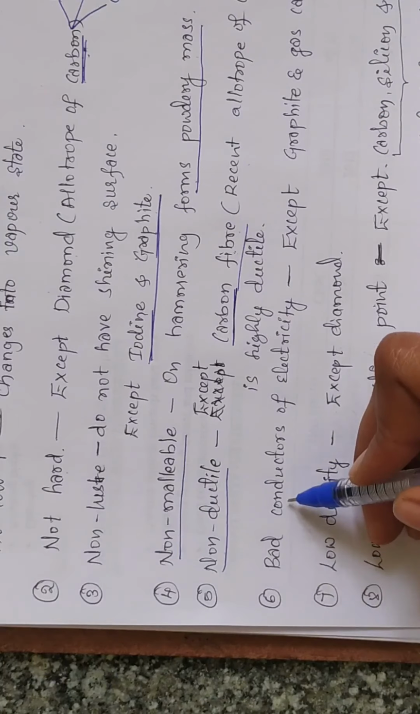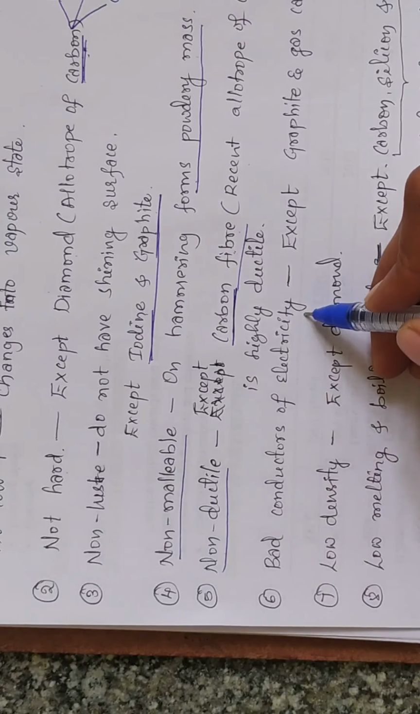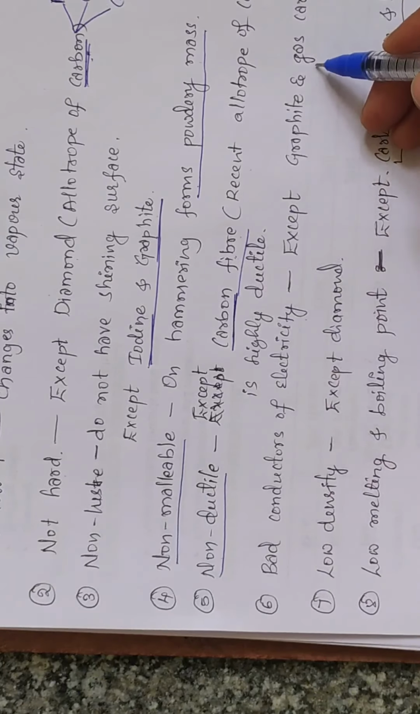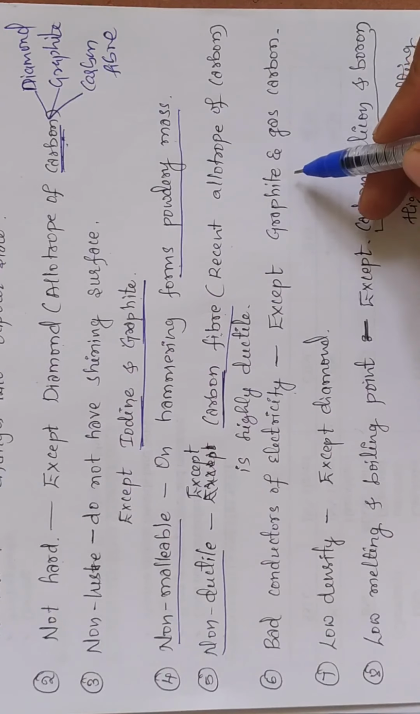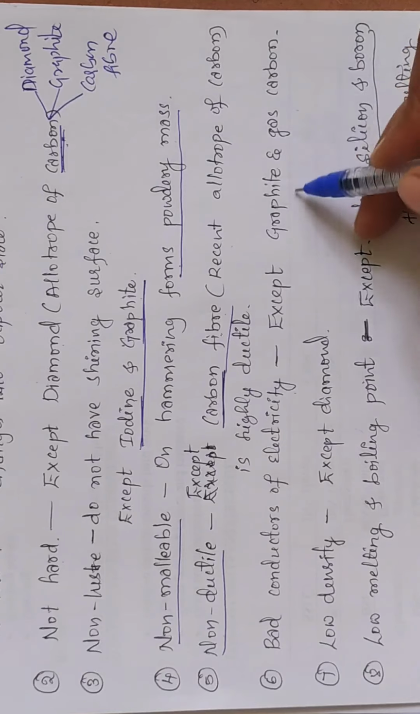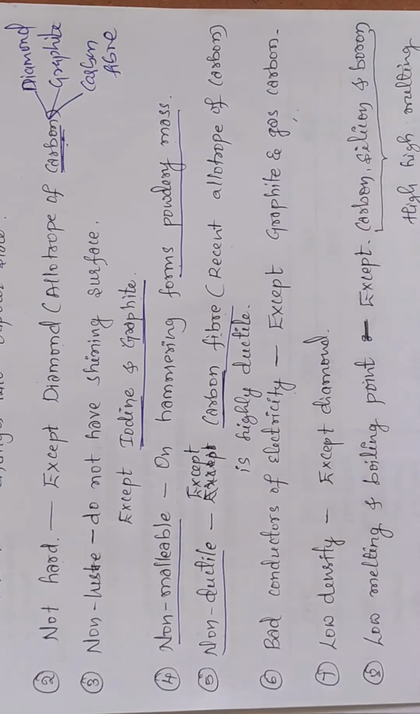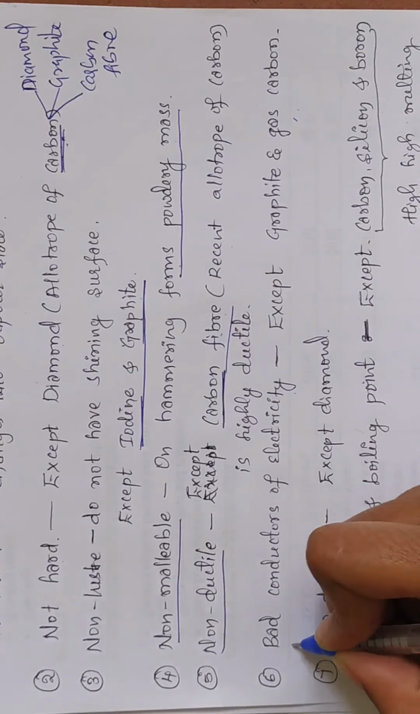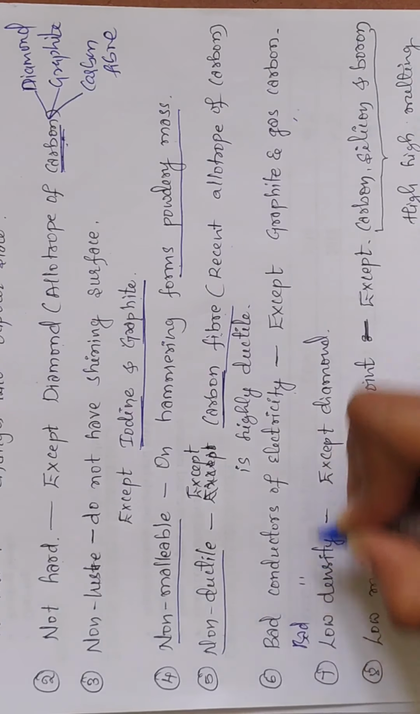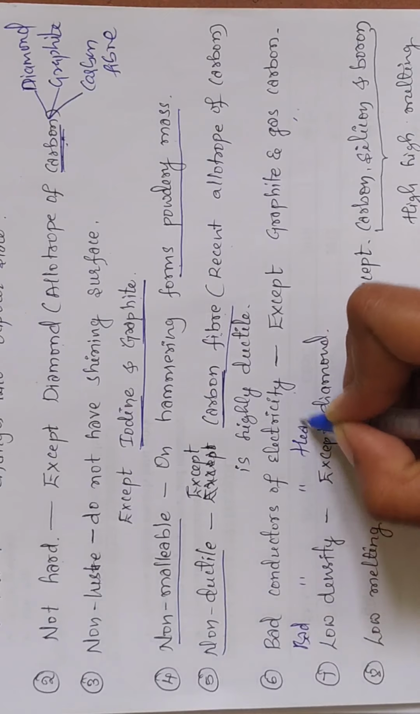And these non-metals are bad conductors of electricity except graphite and carbon gas. Except graphite and carbon gas, they are good conductors of electricity. These non-metals are also bad conductors of heat.